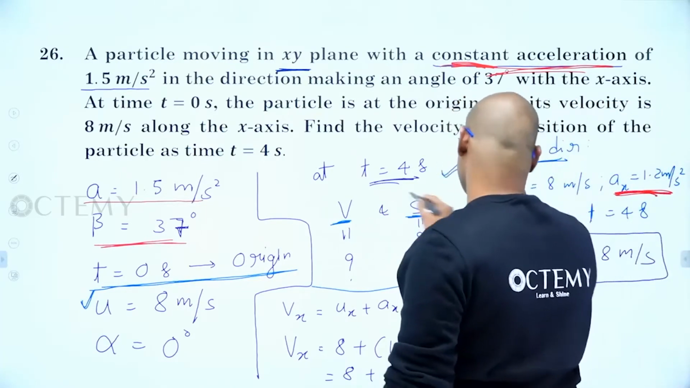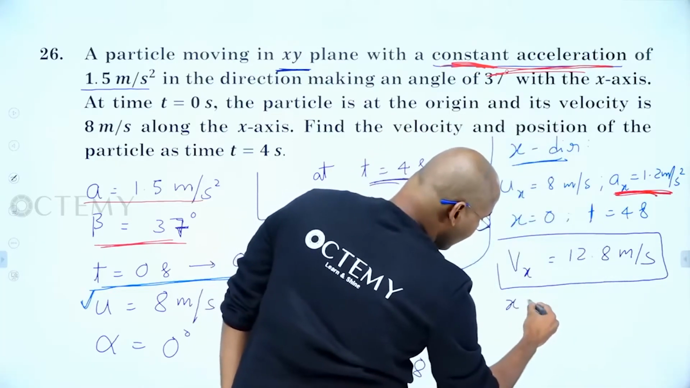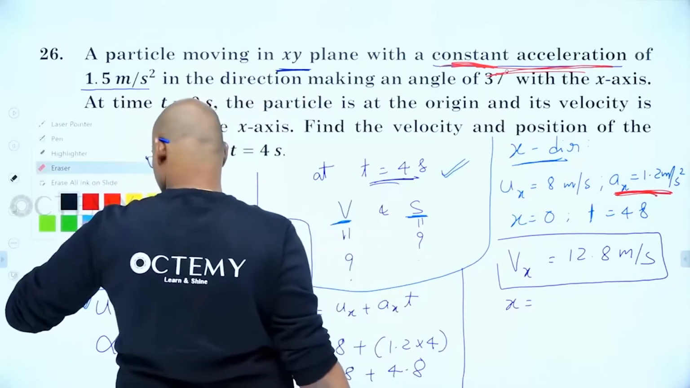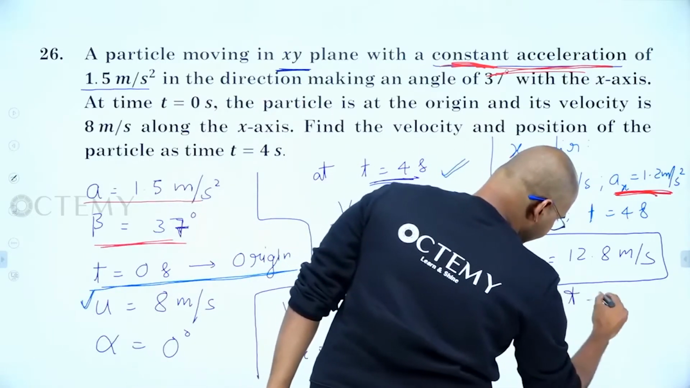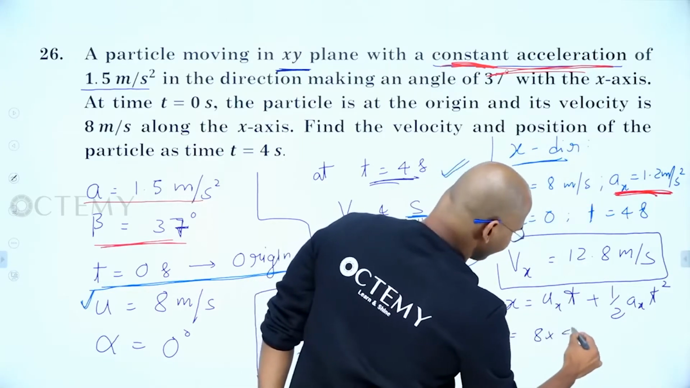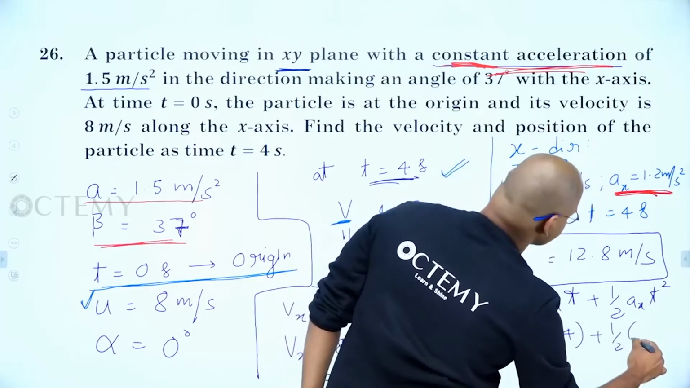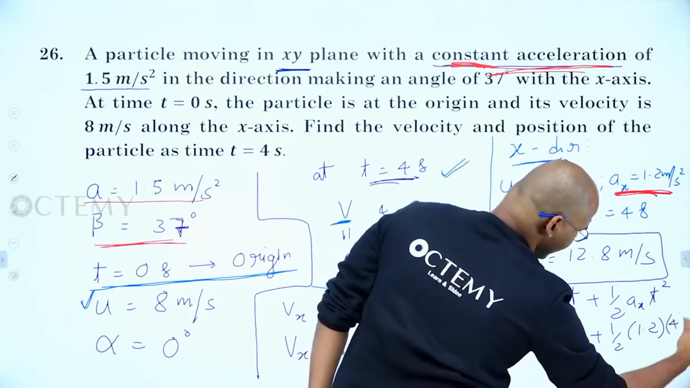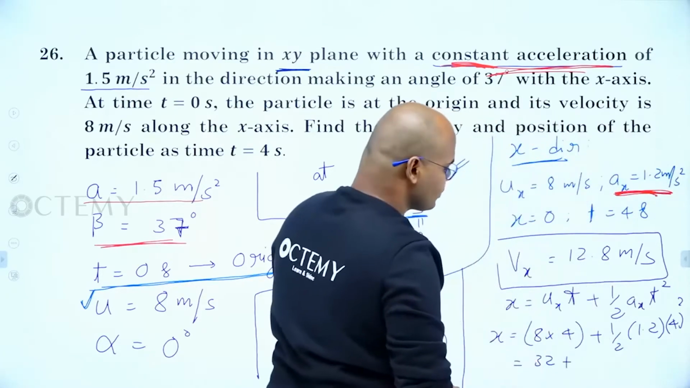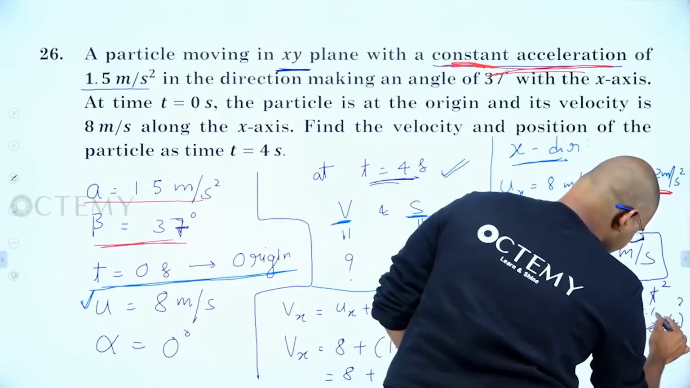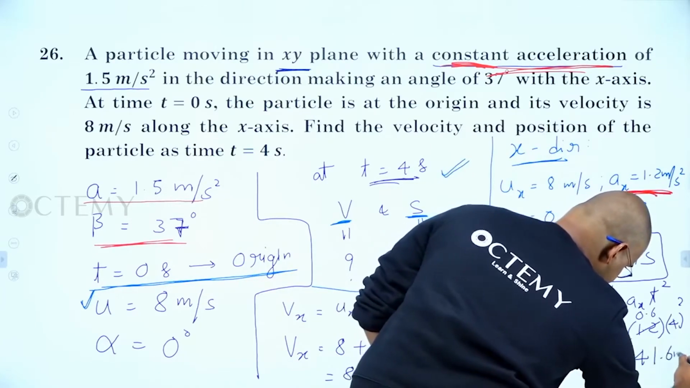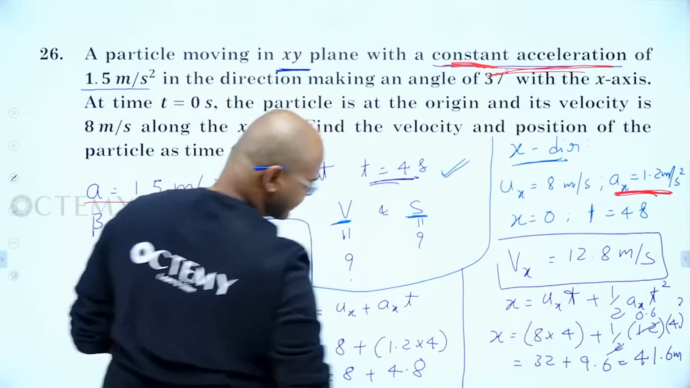Next, what I want? Final position and displacement. How to get the displacement? x equal to, see, acceleration is constant, I have the right to use this. x equal to ux t plus half ax into t square. x equal to ux 8 into time 4 plus half ax 1.2 into t square, that is 4 square. 8 4s are 32 plus half of 1.2, that is 0.6. 4 square is 16, 16 6s are 96, 9.6, so it will become 41.6 meters. Hope I'm correct. Please check the calculations once.